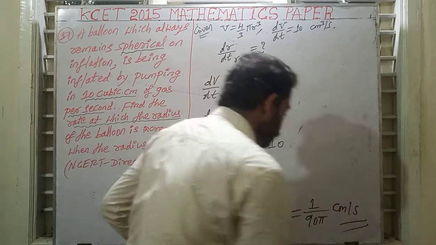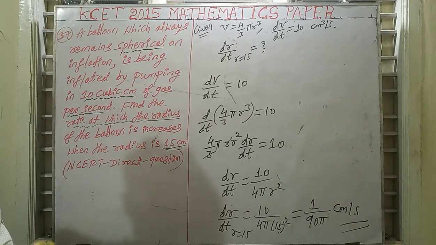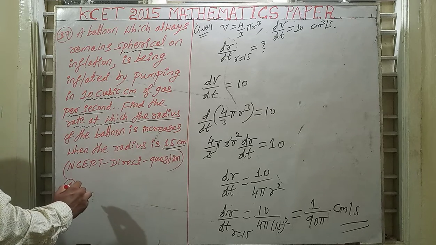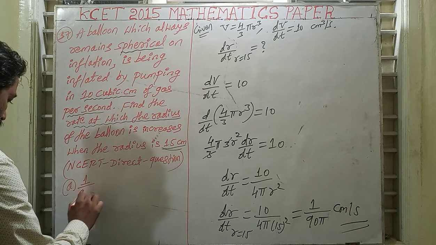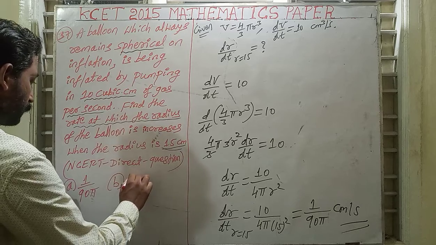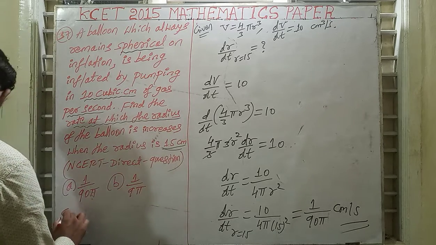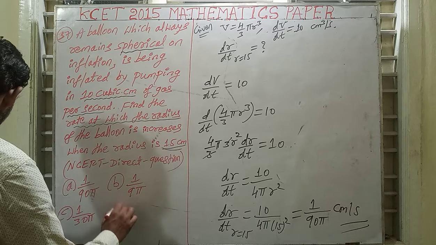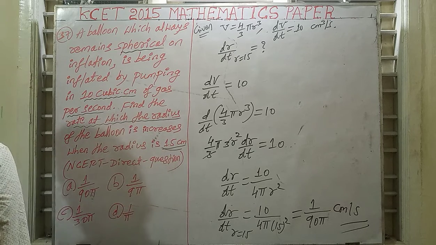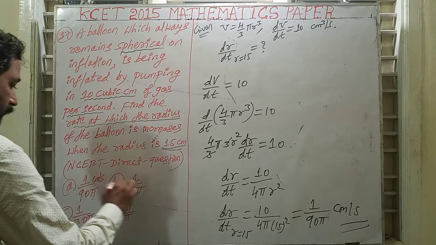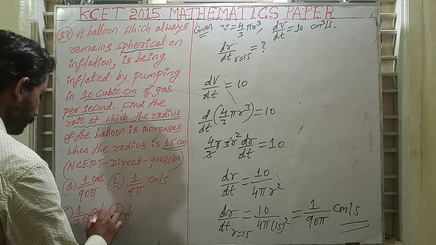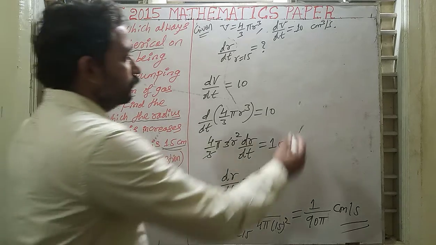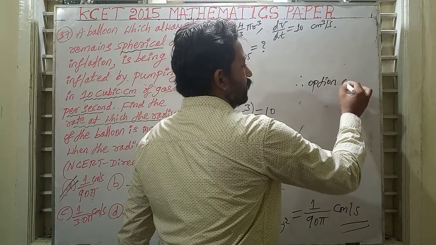So this is a good answer. Which option matches this answer? The options in this case are: A, 1 by 90 pi; B, 1 divided by 9 pi; C, 1 divided by 30 pi; D, 1 by pi, centimeter per second. So option A is correct.